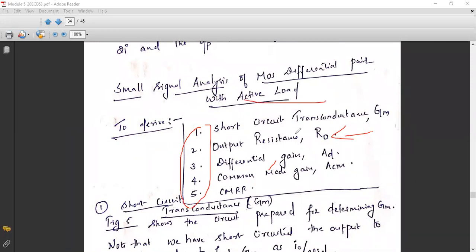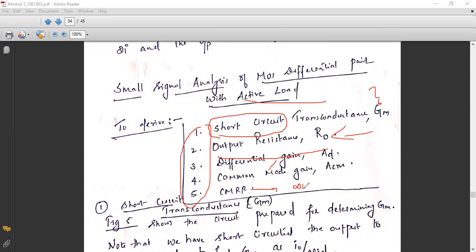One is the transconductance, that is the short circuit transconductance. Short circuit transconductance means, without connecting any load resistance across the output terminal, what will be the overall transconductance of the entire circuitry, which is represented by capital GM. Second parameter to be assessed is the output resistance Rout. Third parameter, the differential gain. Fourth one, the common mode gain. And fifth one, CMRR. For an ideal differential amplifier, we are expecting an infinite CMRR.